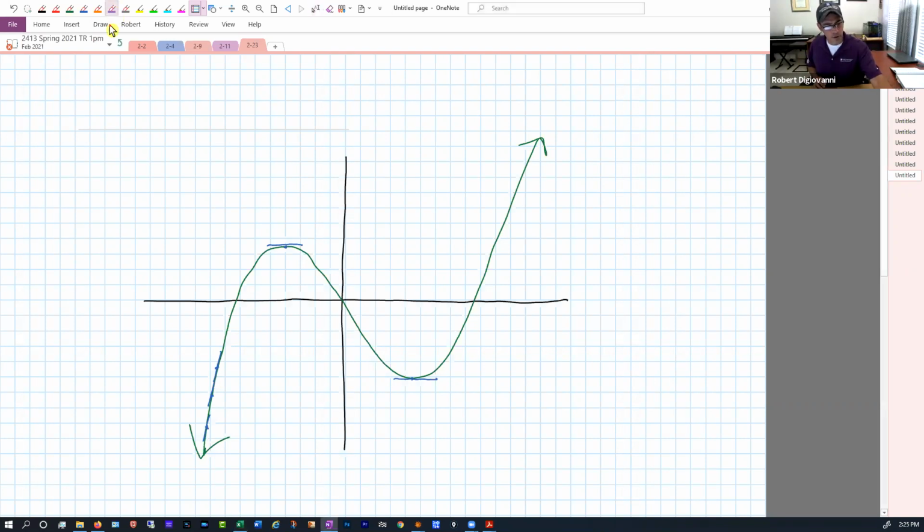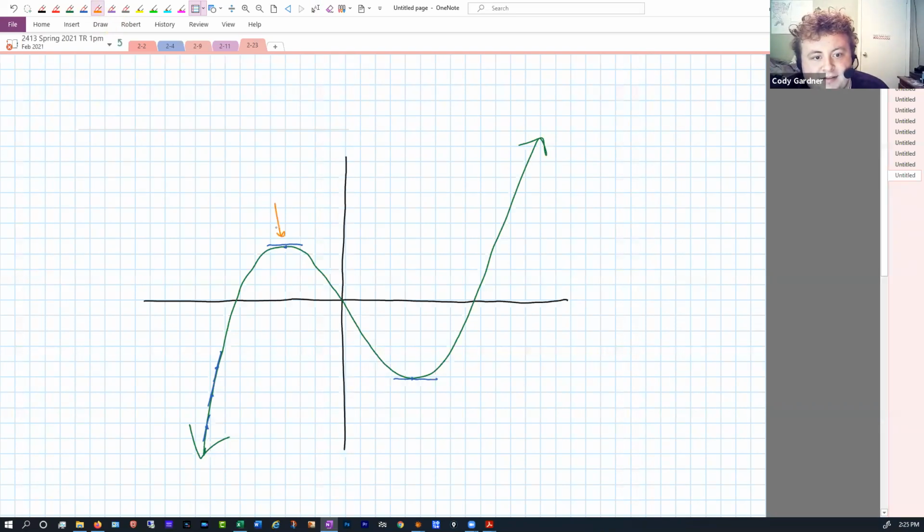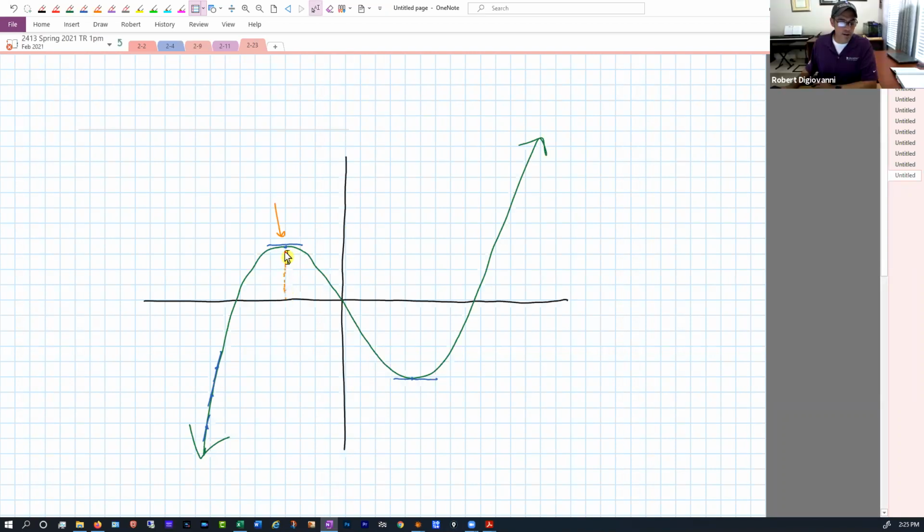Okay, so let me ask you, Cody, is there anywhere on this graph where you absolutely know what the derivative's value is? Like for sure, as a number. At this point right here, what is the slope of the tangent line there, Cody? Oh, it's 0. So you do know the value of the derivative, don't you? Yes. So you know it right there.